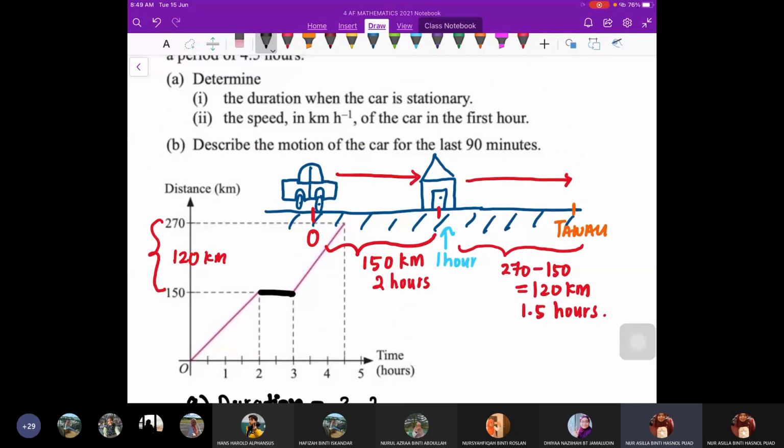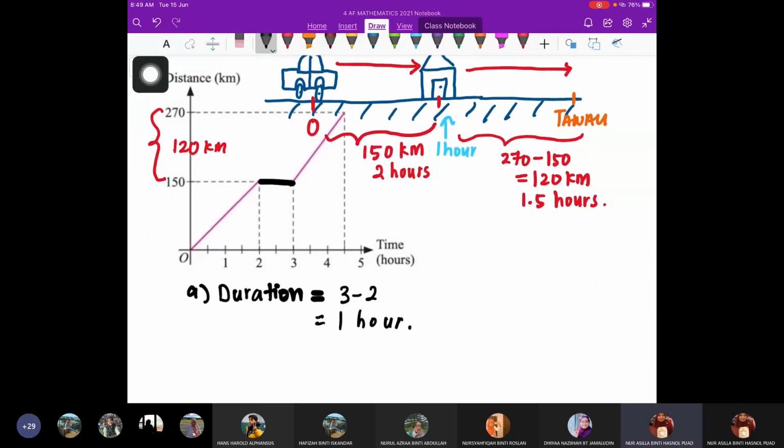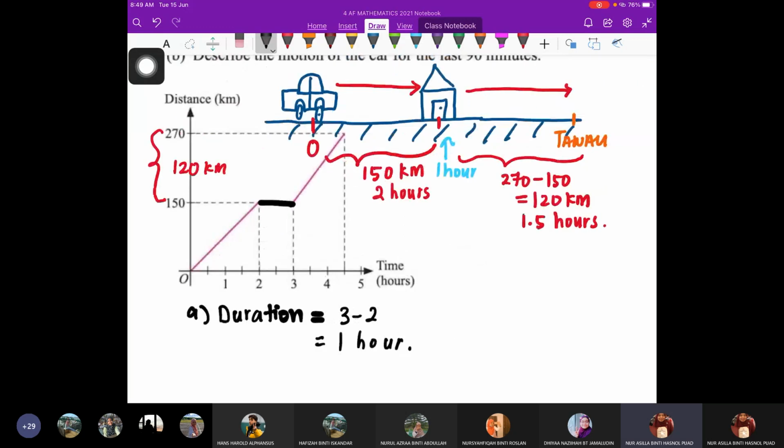Okay, kedua. The speed. Determine the speed in kilometer per hour. So speed dengan kata nama lain, dia adalah gradient of the car in the first hour. Jam yang pertama. So kalau kamu tengok kat sini, ini popular question. Jam yang pertama, saya tidak tahu apa nilai speed, distance saya. So I don't know. I cannot find the speed.